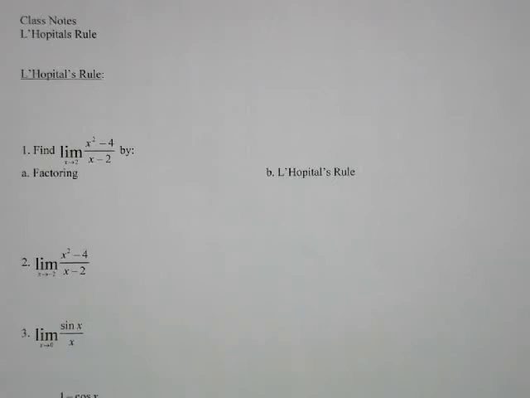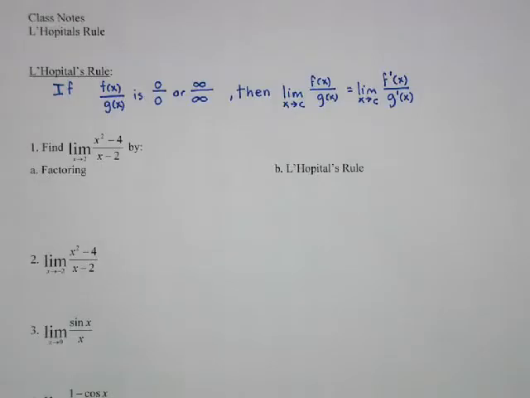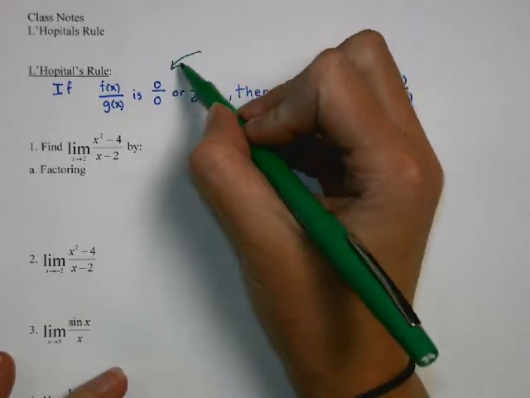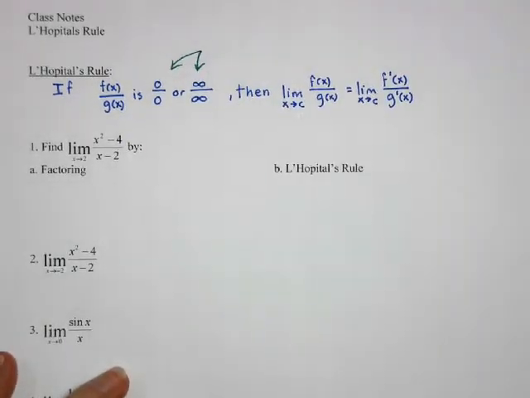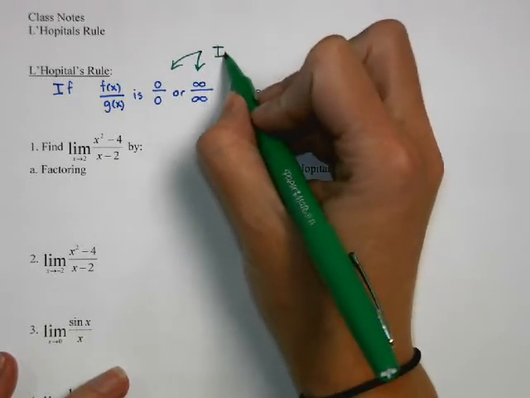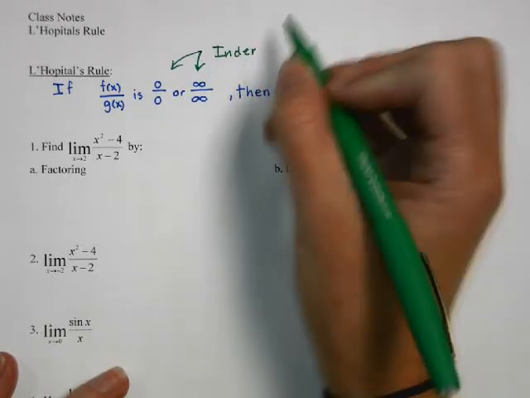Today's lesson is on something called L'Hopital's rule. So I'm going to write it out here for you, and then we'll talk about how we use it. L'Hopital's rule says, if f of x over g of x is 0 over 0 or infinity over infinity, and these have a name. This is called the indeterminate form.